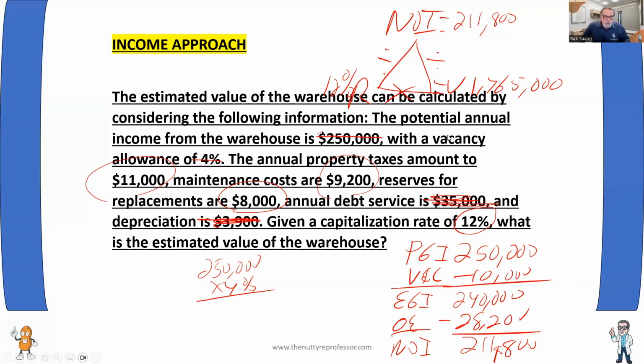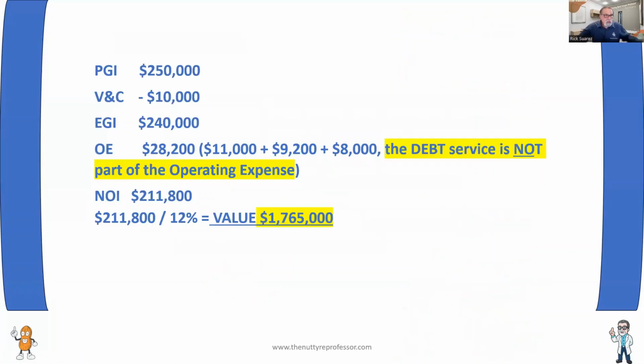Let me show you the whole thing clean so you could understand it better. There it is. Here's your PGI that was given. Your vacancies and collections is 4%. Effective gross income, this is just subtract. This is equals. Operating expense is 28,200, which is 11,000, 9,200, and 8,000. Again, the debt service is not part of the operating expense, and neither is what? The depreciation, right? So now you have an NOI of 211,800. 211,800 divided by 12, and there's your value.